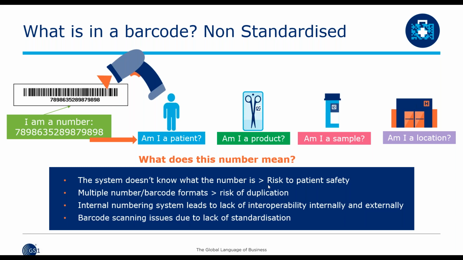So this introduces a variety of risks into a process, particularly in a healthcare setting, and poses a risk to patient safety, as the system, number one, doesn't know what the number is. There is a risk of duplication, as there may be multiple numbers or barcode formats. The use of an internal numbering system also leads to a lack of interoperability, both internally and externally. And as the barcode is not printed to standards, there may actually be issues in scanning the barcode in the first place.